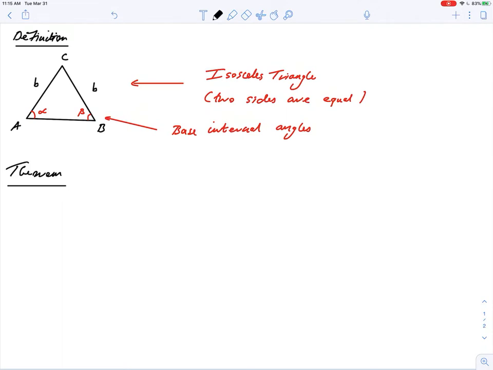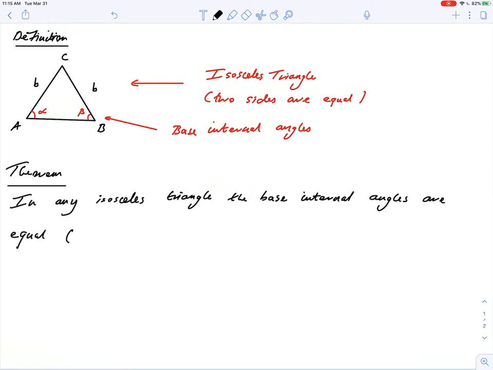This is going to be very obvious from a visual perspective, but we want to prove it carefully. So in any isosceles triangle, the base internal angles are equal. So in this notation above, alpha is equal to beta.